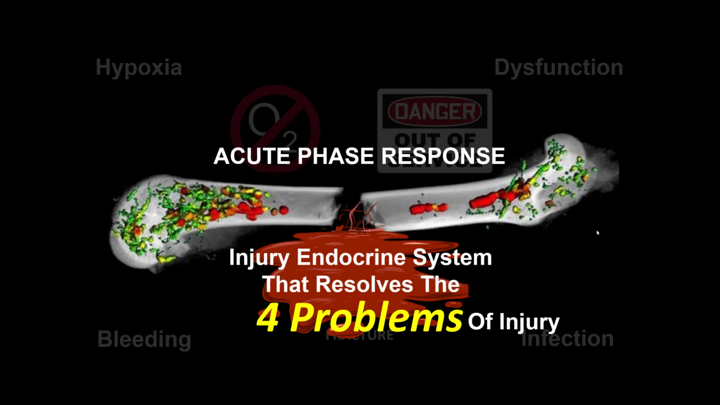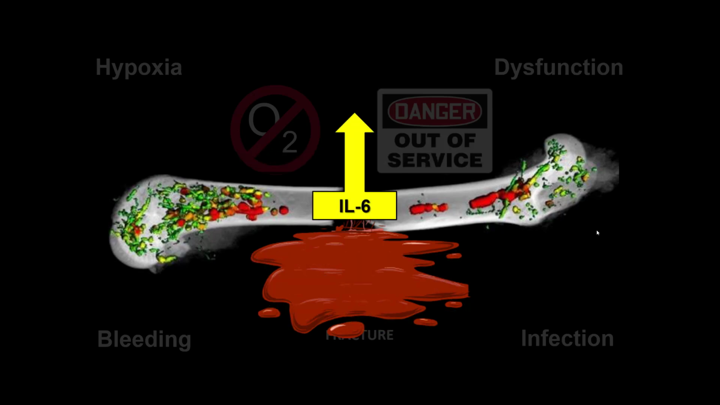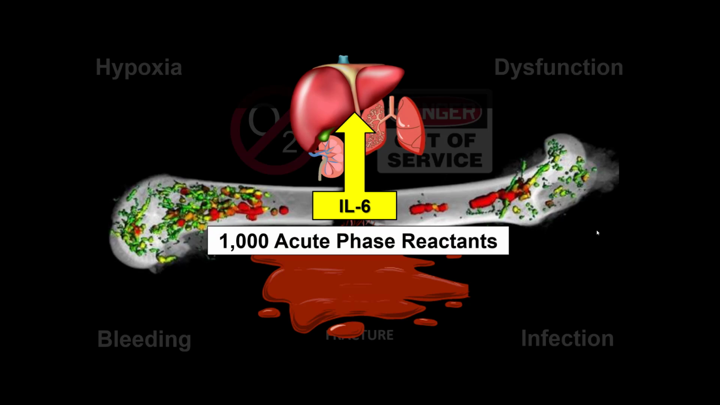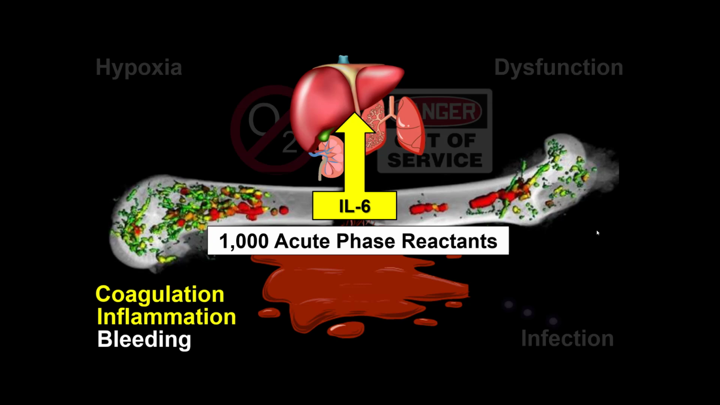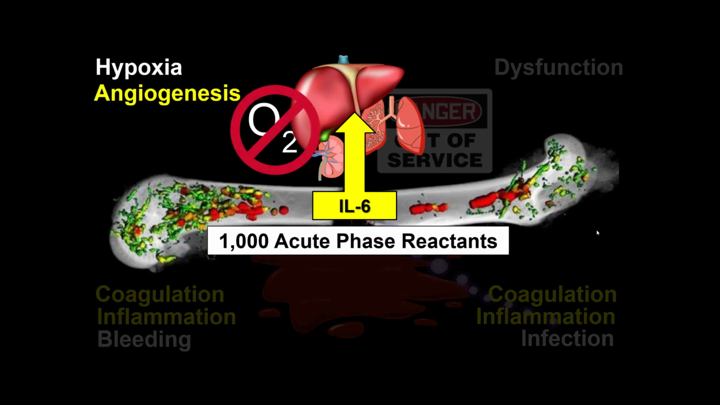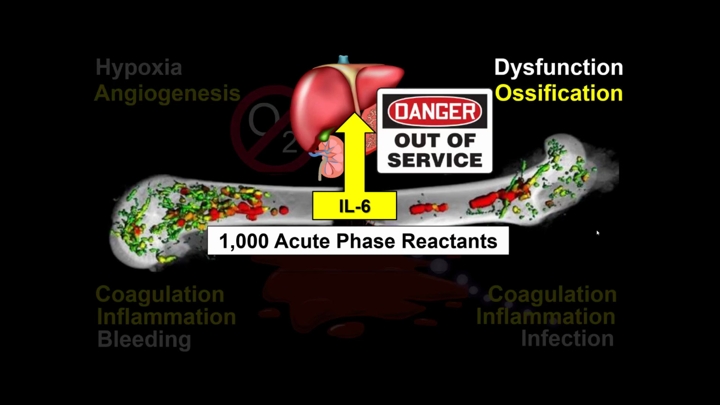The acute phase response simply is an endocrine system that resolves these 4 problems of injury, and they do this by releasing elements that will travel to the effector organs or the surrounding tissue to activate this emergency endocrine system. In the liver, lung, and kidneys, the main effector organs of this response, they end up producing over 1,000 acute phase reactants over time with the intent of resolving these problems. The coagulation and inflammation system stops bleeding, stops infection, then leads to angiogenesis and maturation or differentiation of whatever tissue is trying to be healed.